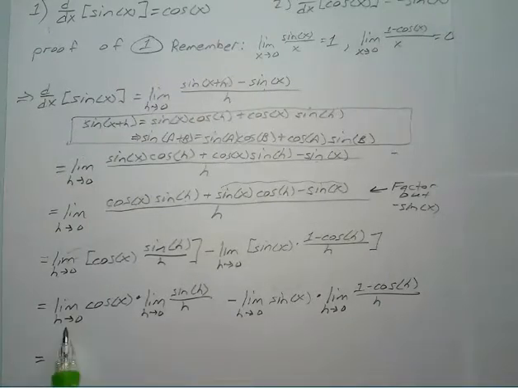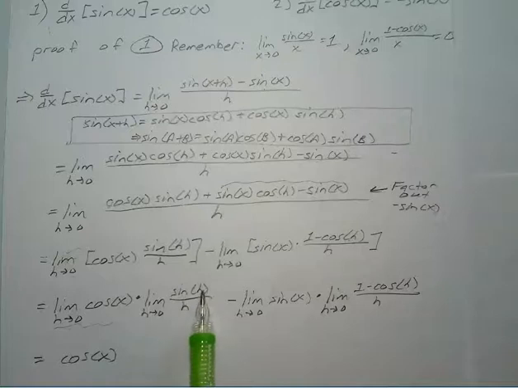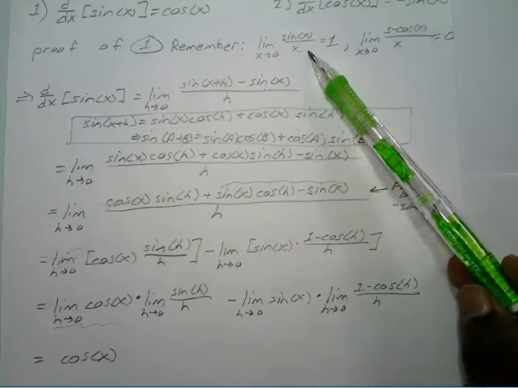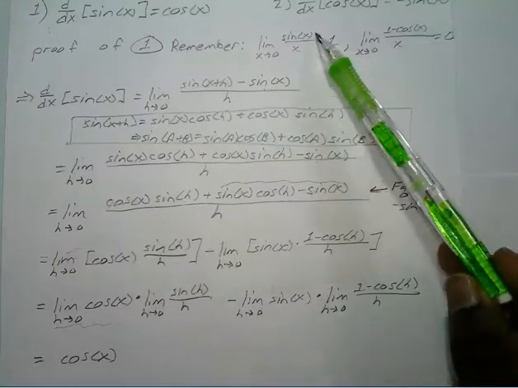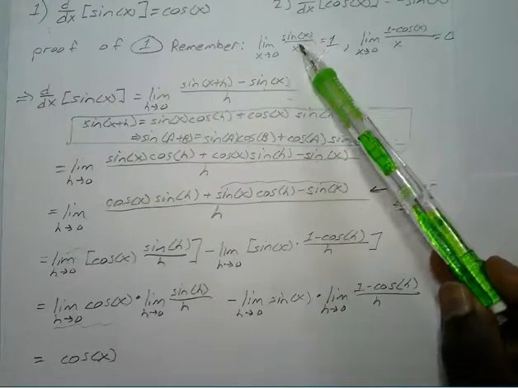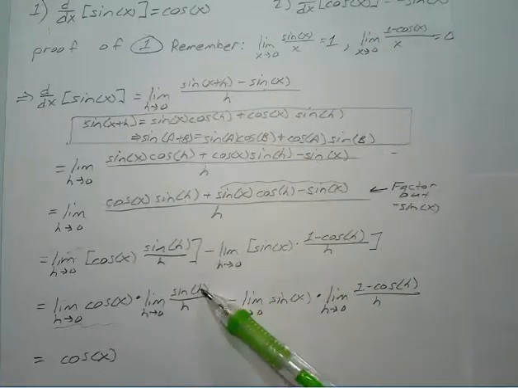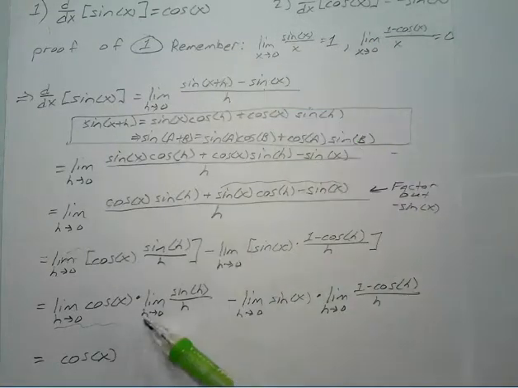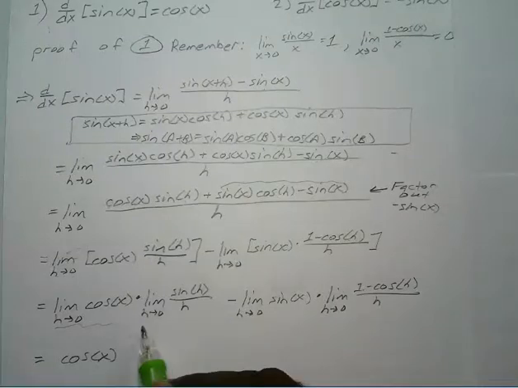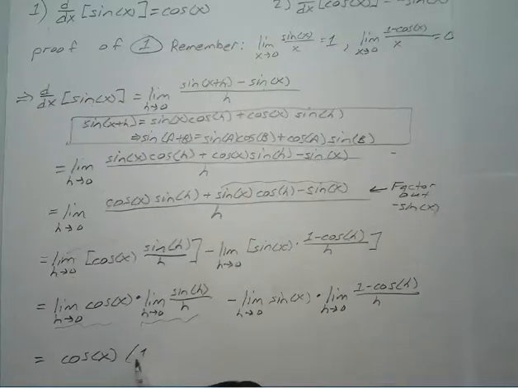The limit of cosine of x as h approaches 0, there is no h to replace using direct substitution, so really this is just cosine of x. Limit of sine of h over h as h approaches 0: remember, the limit of sine of x over x as x approaches 0 is equal to 1. The variable itself really doesn't matter, as long as it's in the same format. Here you have sine of x over x, here you have sine of h over h, here you have as x approaches 0, as h approaches 0, so it matches up. So you see here, that's times 1.